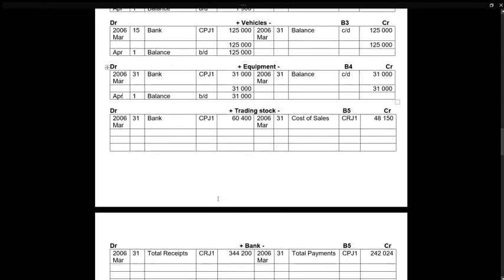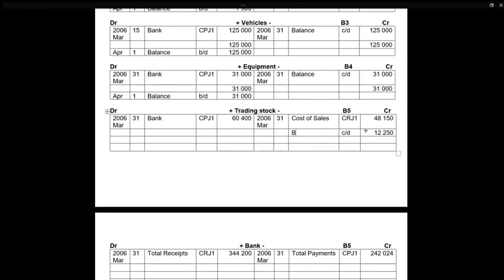Right, trading stock will be a bit more complicated since I purchased and I sold some trading stock. So it will look like this. First of all, you need to see which side is the larger side. My debit side is larger than my credit side, and I need to calculate by how much. So I'm going to take 60,400 minus 48,150 Rand. You will get an answer of 12,250 Rand. That was a calculation, therefore carried down.